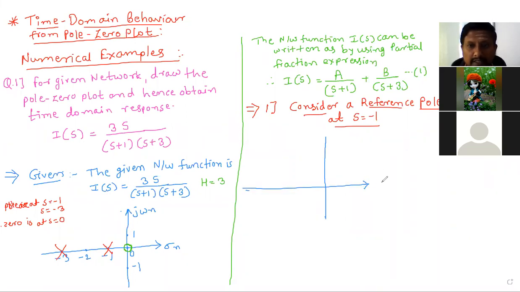Okay. So sigma n, this is j omega n. This is 0. This is -1. This is -2. This is -3. So this is the pole at s is equal to -1. This is the pole at s is equal to -3, and there will be the 0 at this location. Now you have to consider -1 at this location. There is a reference pole, so you can give the name as reference pole. Okay, arrow I have shown. So this is the reference pole now.